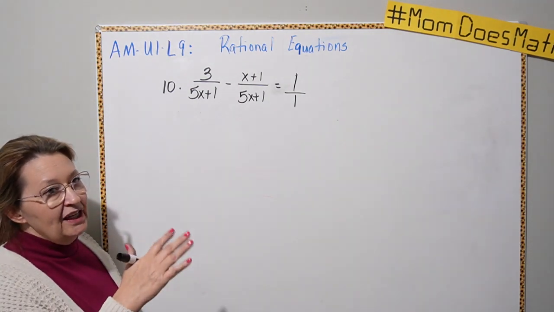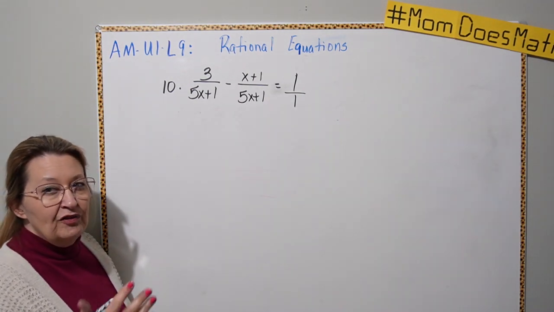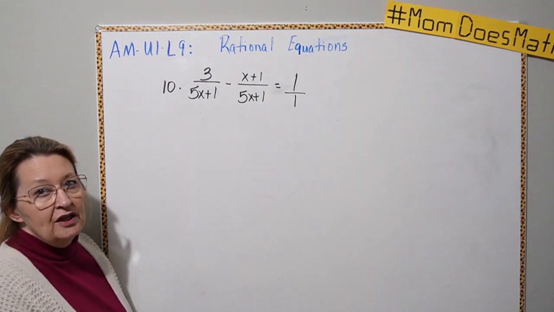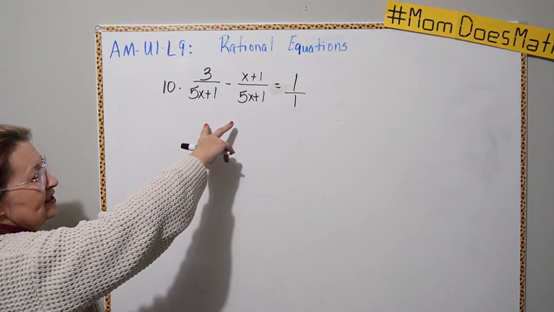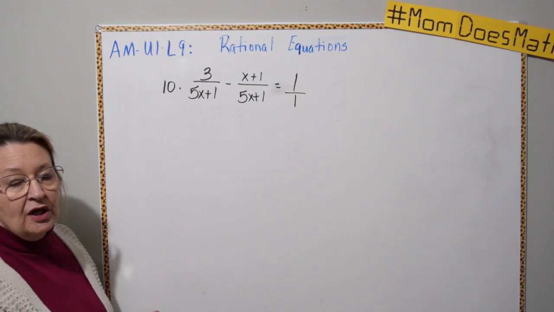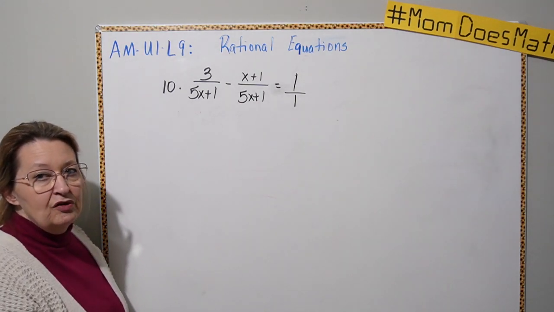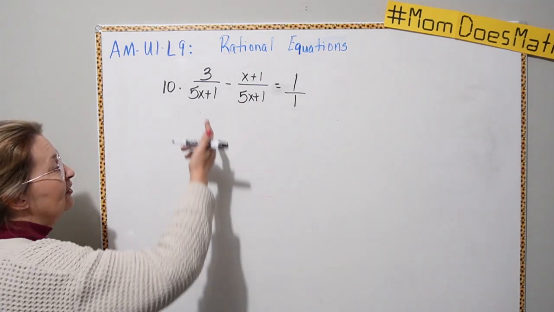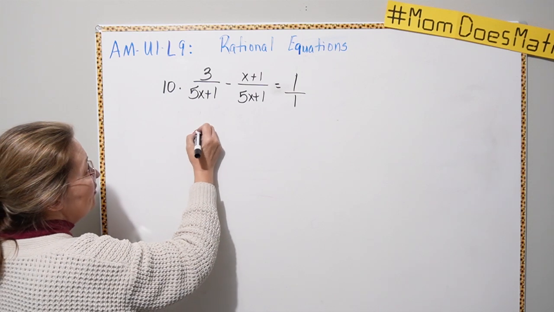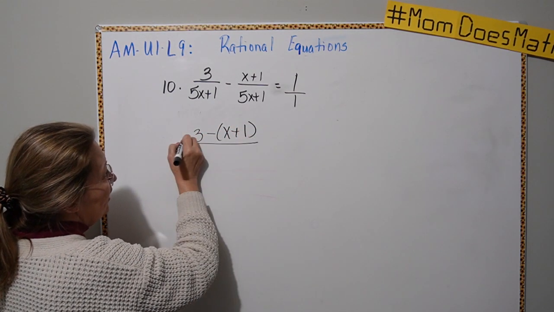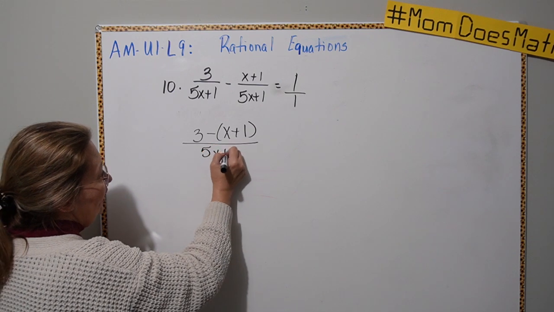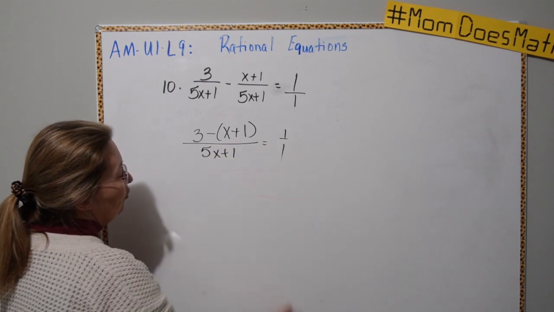And this is a lot of if-thens at this point. If you see something that'll work better, go ahead and use it. And what I see right here is that these 2 fractions have the same denominator. So when you have a common denominator, you can just combine numerators. So what I actually have here is 3 minus x plus 1 over 5x plus 1 equals 1 over 1.